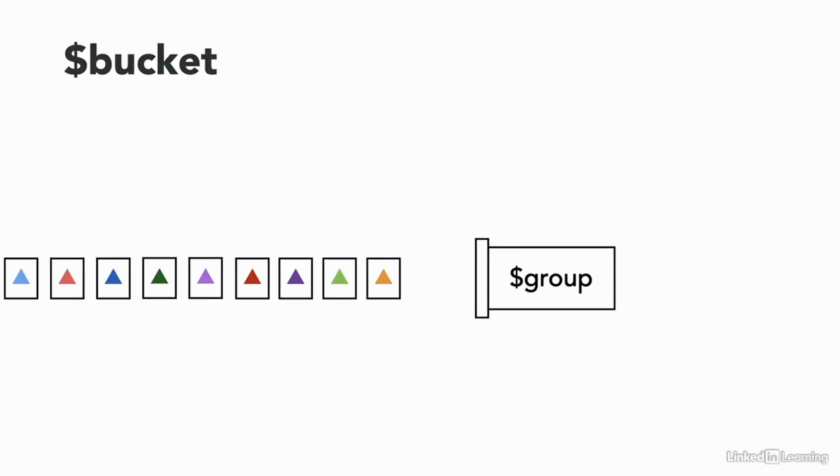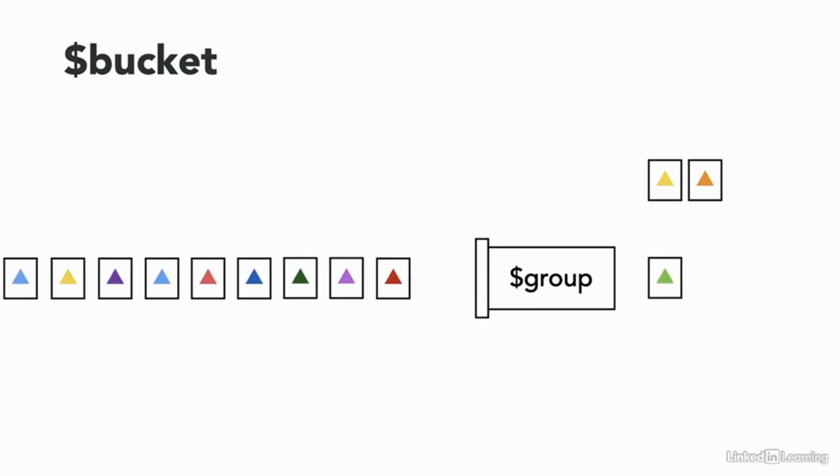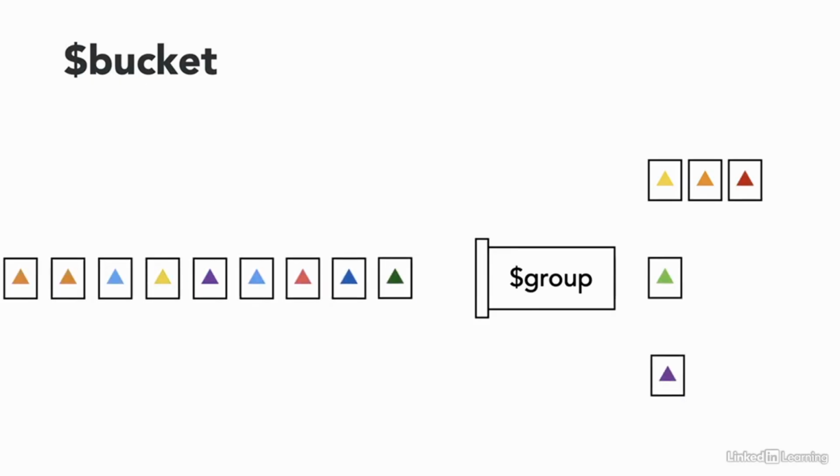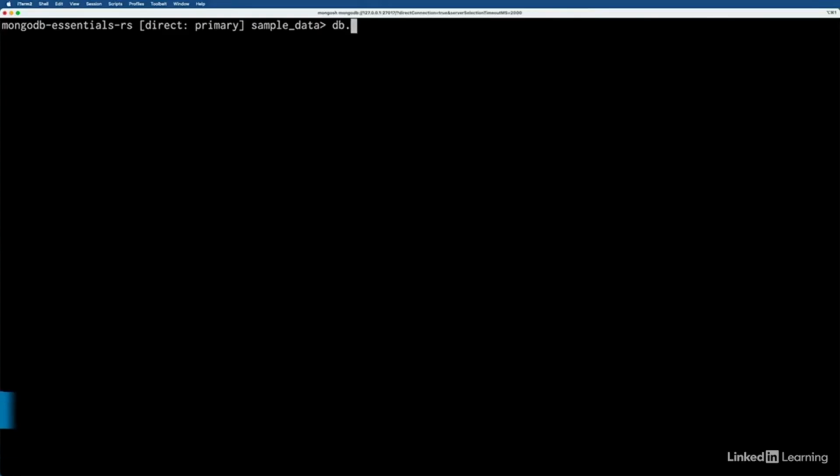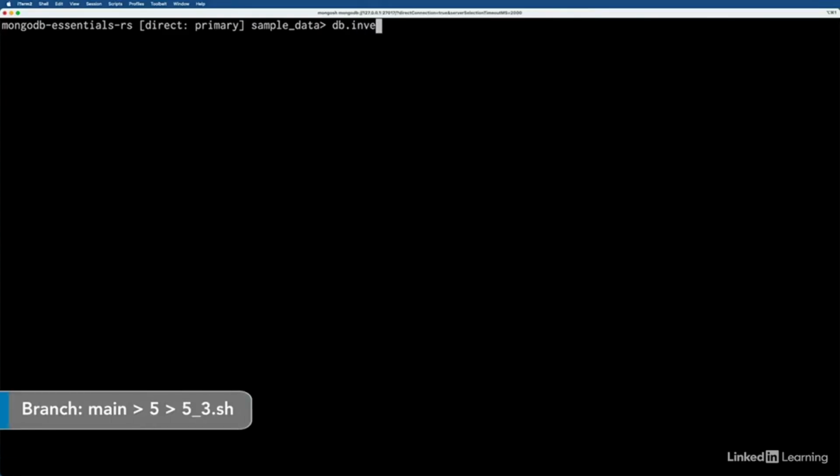Much like the $group stage, the $bucket stage allows you to put documents into groups, but instead of grouping them by one value that has to be the same for all documents, you define bucket boundaries and ranges for a document value. If the document's values fall within that range, the documents will be sorted into that bucket. Let's try this out on the terminal. Again, we're going to be using the inventory dataset.